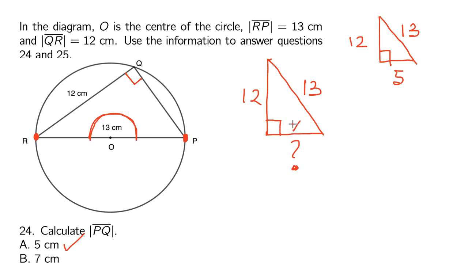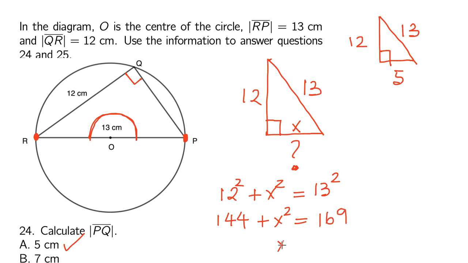If we call this length we don't know x, then by Pythagoras theorem, 12 squared plus x squared equals 13 squared. 12 squared is 144 plus x squared. 13 squared is 169. So we have x squared equals 169 minus 144. That's 25. If x squared is 25, then x equals 5.